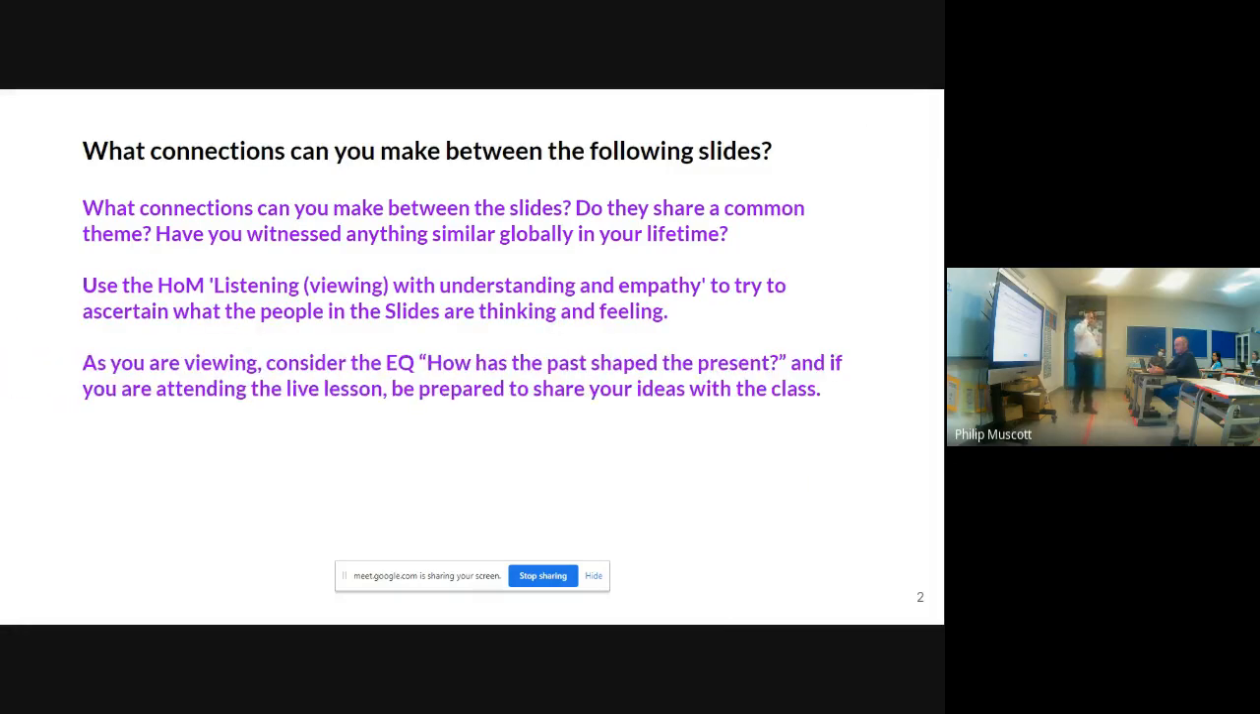As always, with all of these, you need to be thinking about which habit of mind or habits of mind you need to use, and also which essential question, which will help you connect to the big idea, which will help you with the performance task. Okay, this one, we're going to be listening, or in this case, viewing, with understanding and empathy. So really, as you're looking, try to actually think about what the people in the pictures are thinking and feeling.